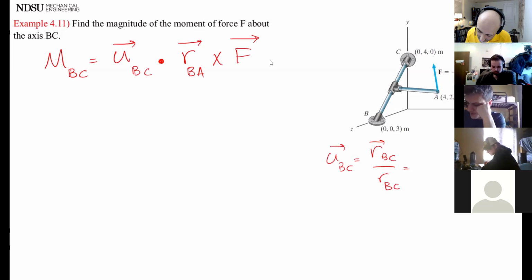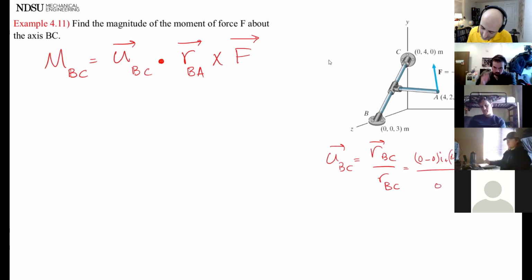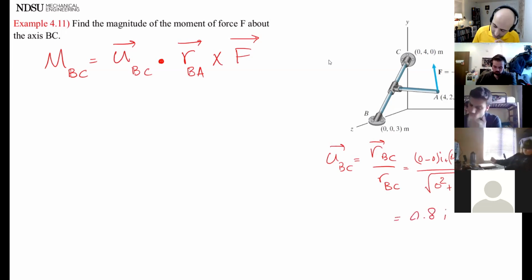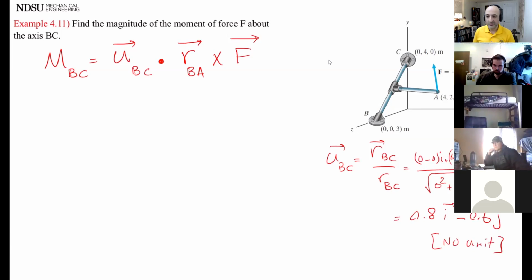RBC is 0 minus 0, 4 minus 0, 0 minus 3, I, J, K, divided by the magnitude of 0, 4, 3, which is going to be 5. So it's going to be 0.8 I minus 0.6 J. Doesn't have a unit. Okay. That's one thing I found.